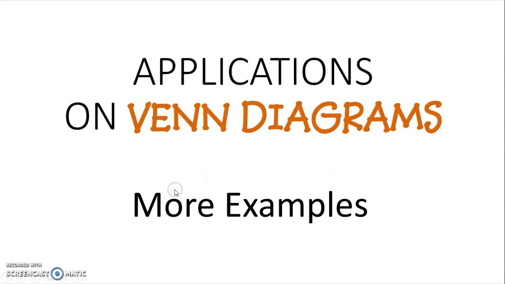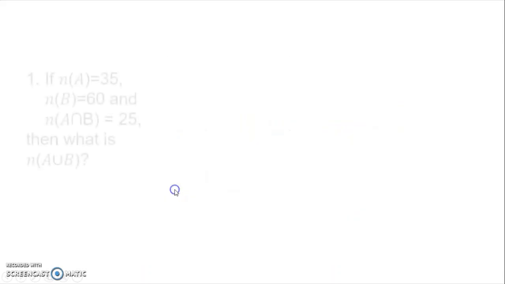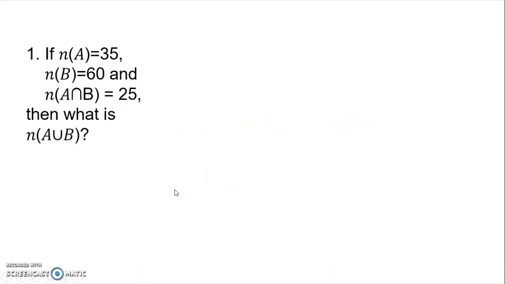Let's have the first example. If the cardinality of set A is 35 and the cardinality of set B is 60, and the cardinality for the intersection of sets A and B is 25, you're asked to find the cardinality for the union of sets A and B. First, we have to draw the Venn diagram to show the relationship of our sets A and B.